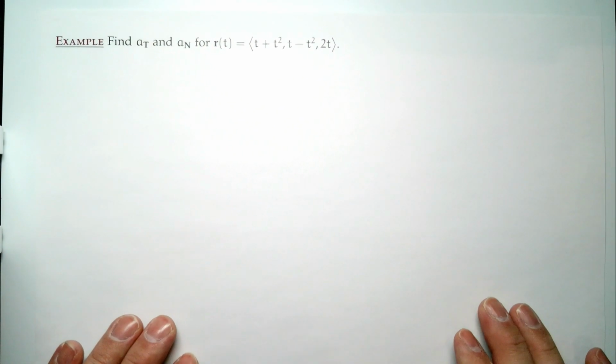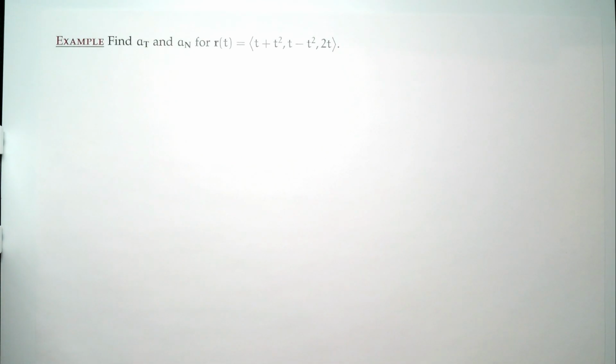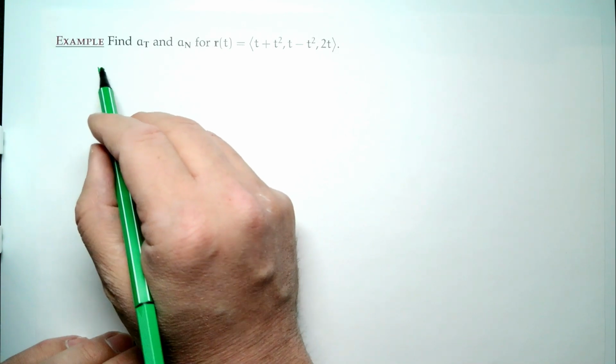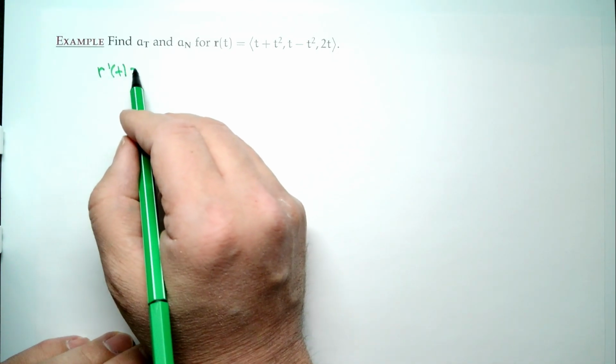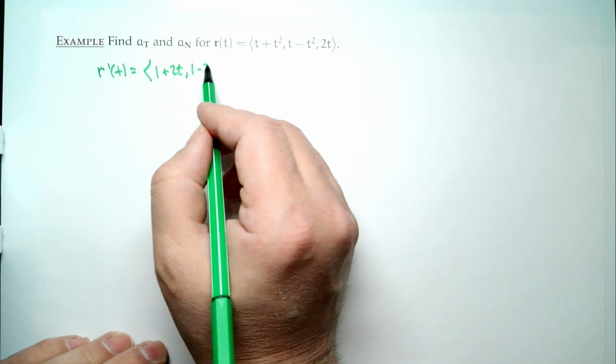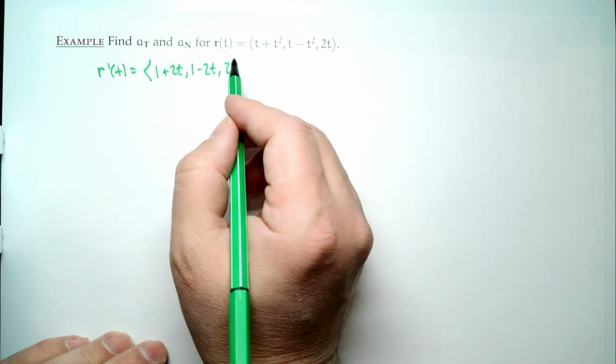Okay, next one. Find a sub t and a sub n for the curve r of t equals t plus t squared, t minus t squared, 2t. Okay, so let's see what happens here. Again, we're going to do both geometric and algebraic. So we'll start with what we always need. You always need r prime. So that would be 1 plus 2t, 1 minus 2t, and 2.